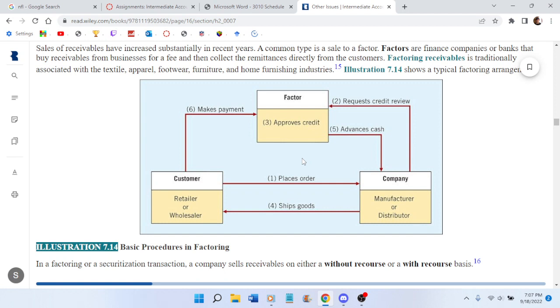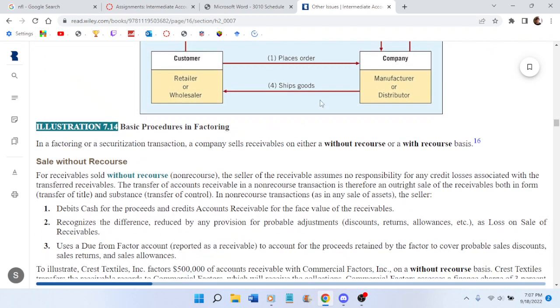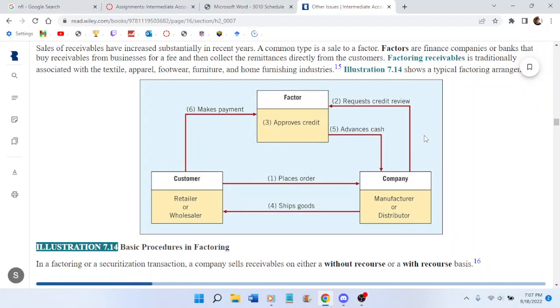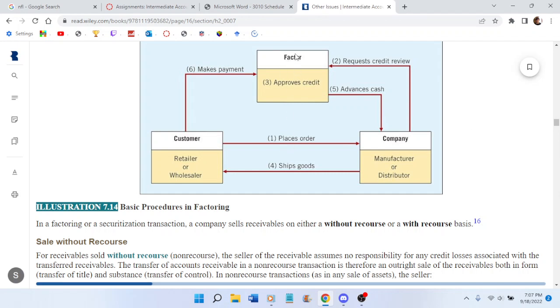The company ships the goods to the customer. The factor advances cash. Six, the customer makes the payment to the factor. Oh, no, man. That was fun. No, their entire purpose is to allow the company to have cash more quickly, because the customer takes too long to pay, so they want this guy to give them the cash, and then this guy will take the payment from the customer later. That's what it is.